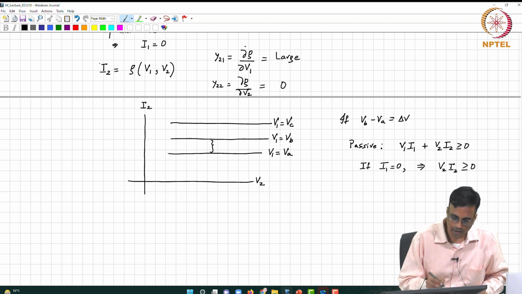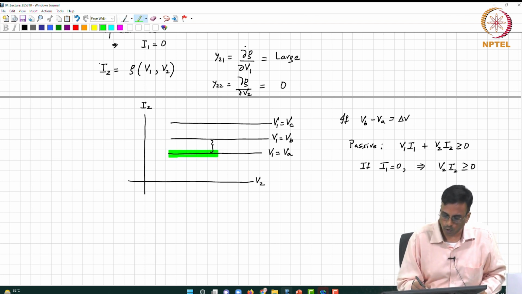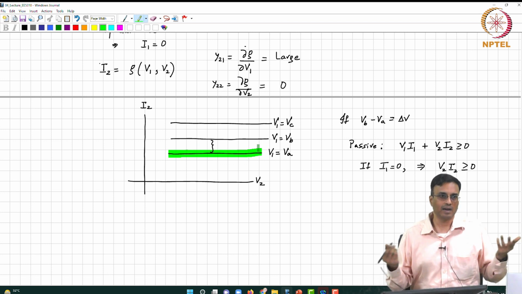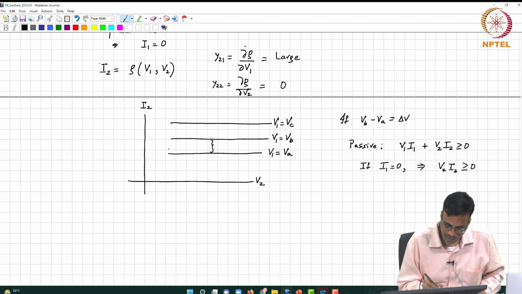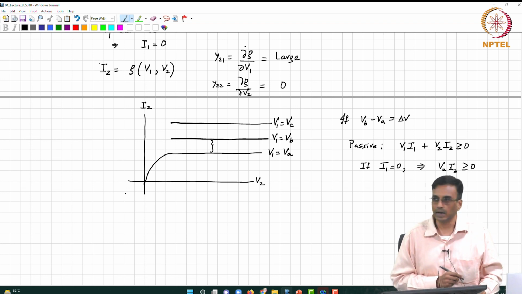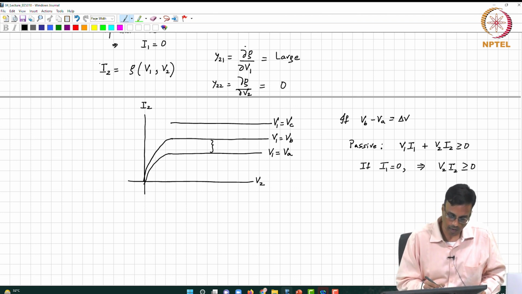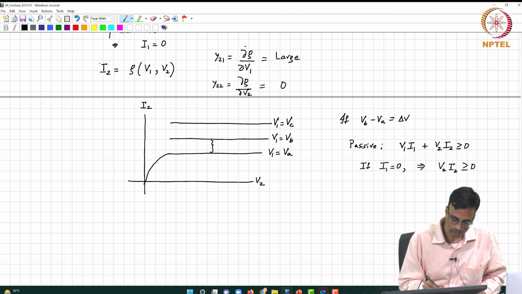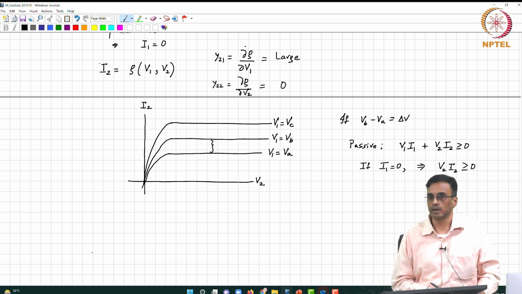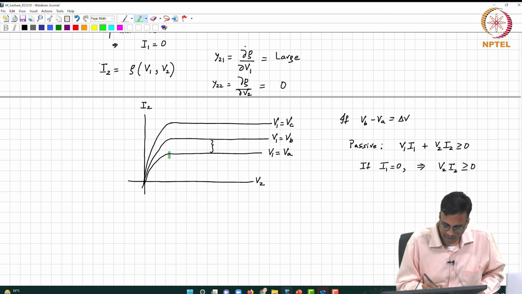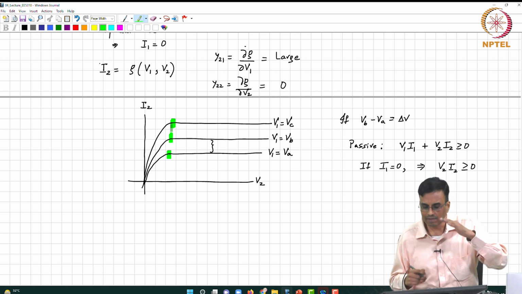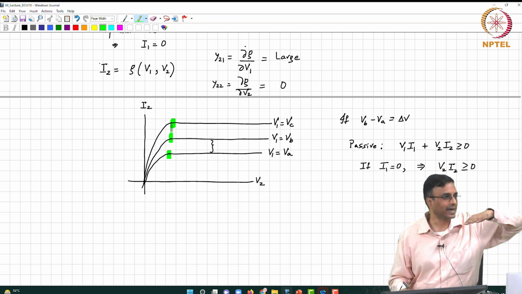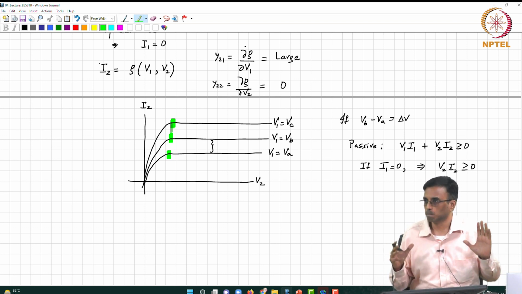So, how do you think, so this characteristic therefore will have to dive into the third quadrant, and what do you think a reasonable way of doing that is? Well, one way of that happening is basically doing something like this, right, and the same thing holds for all these characteristics, correct. And it is not necessary that this knee point is the same for all curves, it is just something that I have drawn here, right. But for a given V1, eventually the characteristic has to dive into the third quadrant, right.